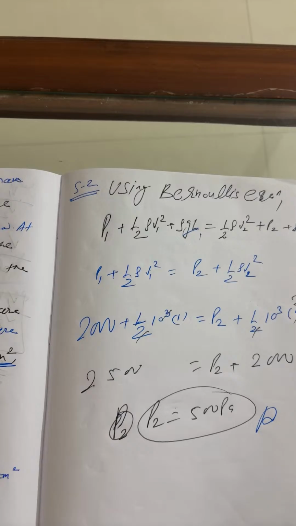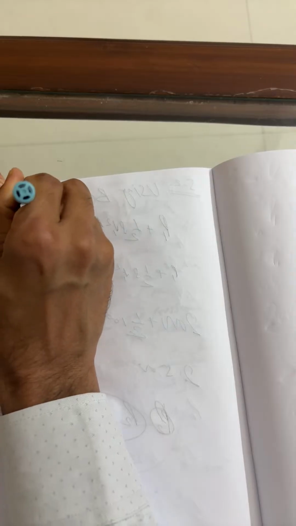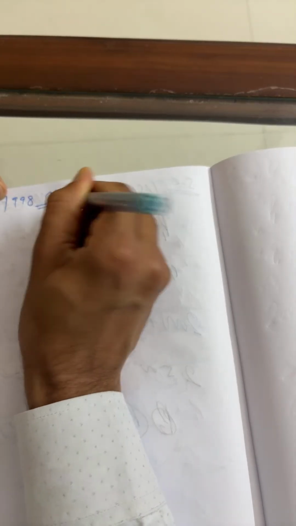IIT Advanced 1998. Everyone, do this question here. IIT Advanced 1998. Note down the question, everyone. Water from a tap. This is JEE Advanced. Okay, so what is the question?